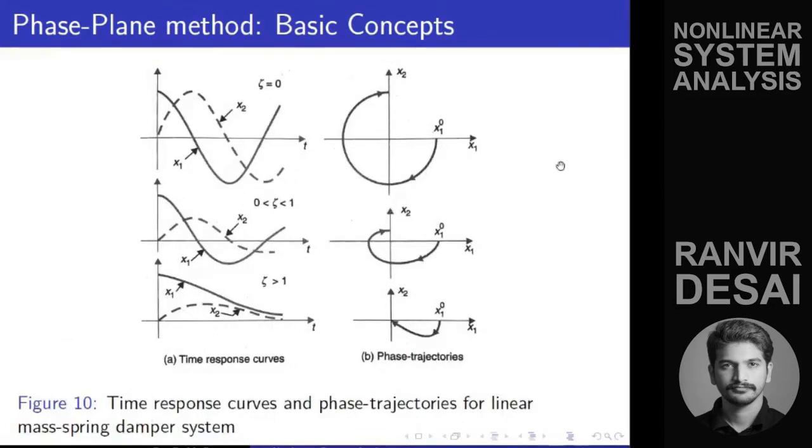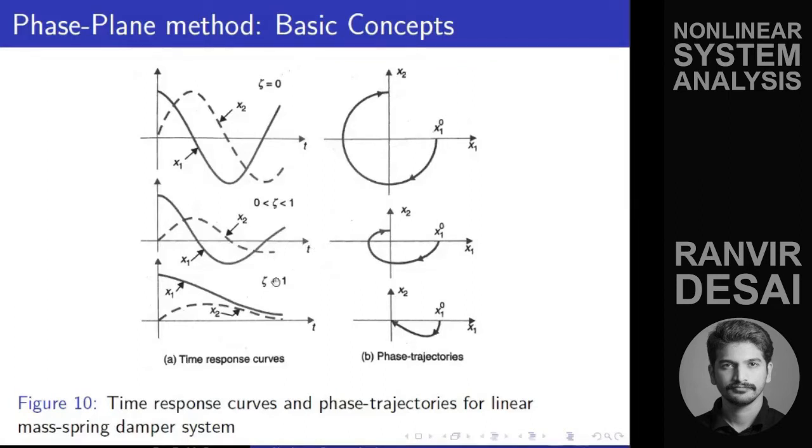So this is the plot for the linear system. You know how this is with the zeta. If zeta is equal to 0, then the system is an undamped system. It will behave something like this. Just see these graphs only, the left side graph. If zeta is between 0 and 1, it is an underdamped system. So it will have some oscillations and it will try to go to 0.